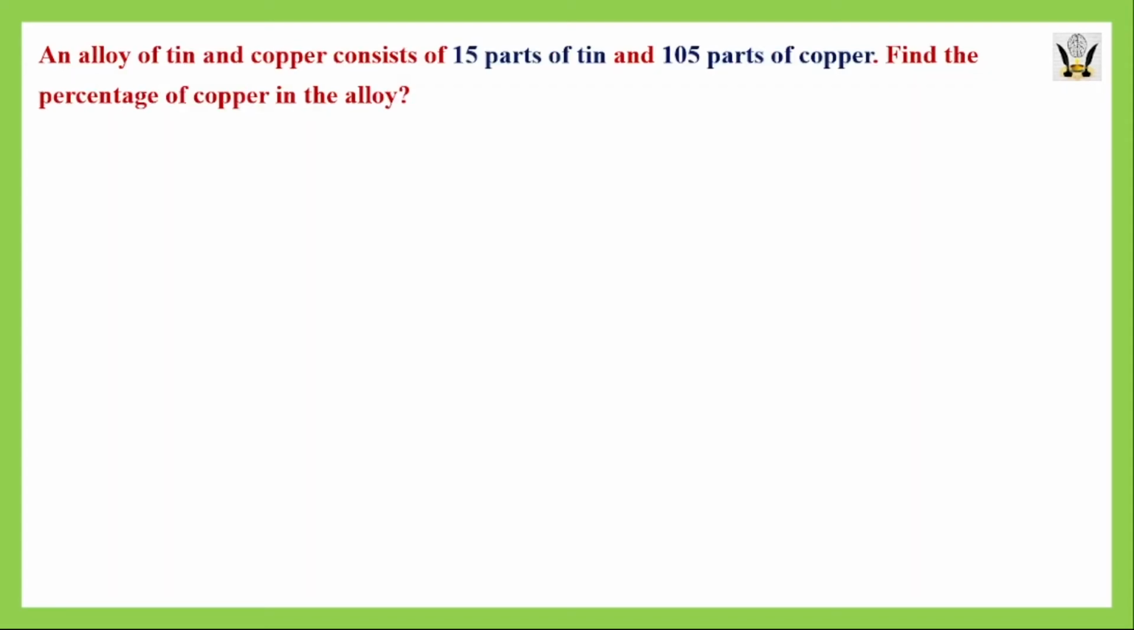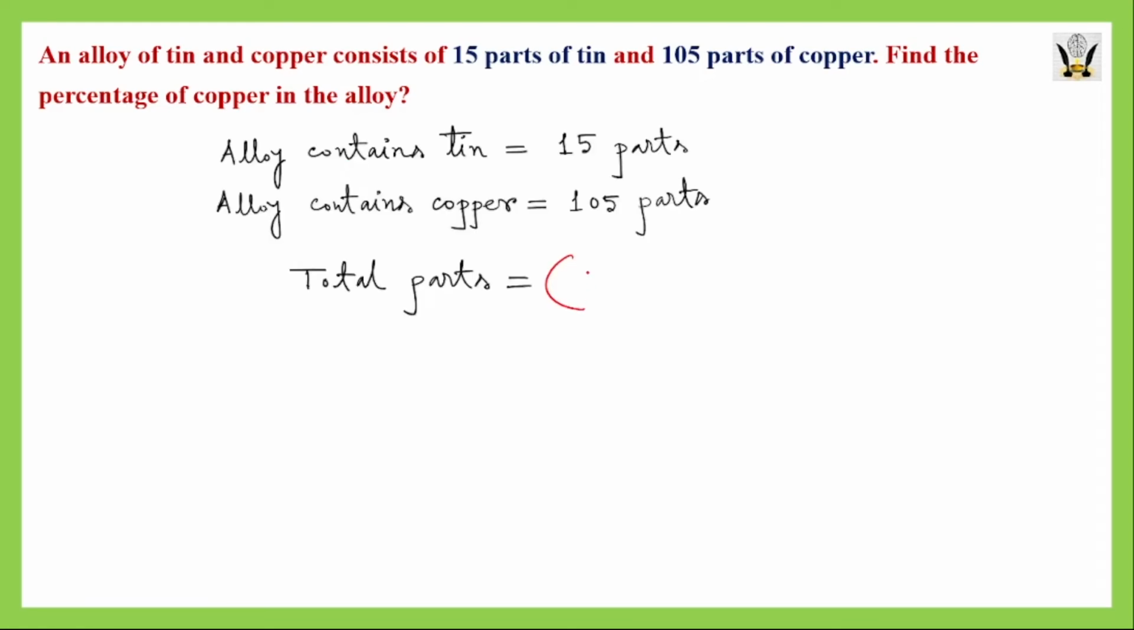Now the next problem sum says that an alloy of tin and copper consists of 15 parts of tin and 105 parts of copper. Find the percentage of copper in the alloy. So in that alloy of tin and copper, 15 parts are of tin and 105 parts are of copper. So the total parts will be 15 plus 105, that means 120. So what we have to find is the percentage of copper in that alloy.